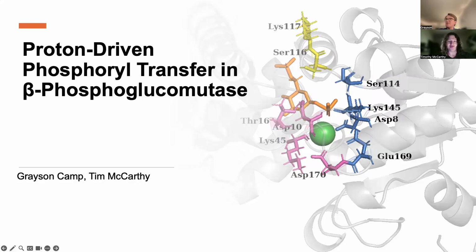Hello, everyone, and welcome. Today, we're going to walk through how beta-phosphoglucomutase, or beta-PGM, carries out proton-driven phosphoryl transfer and why this enzyme is uniquely suited for capturing a transition state-like structure.